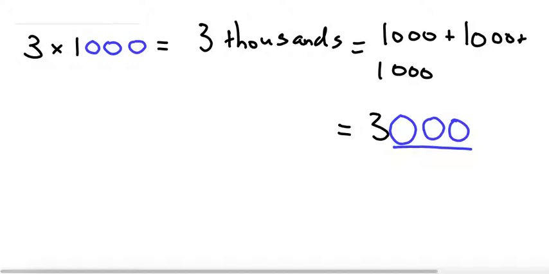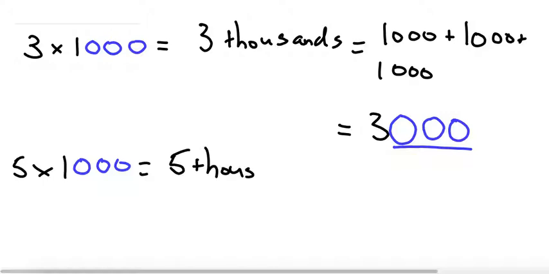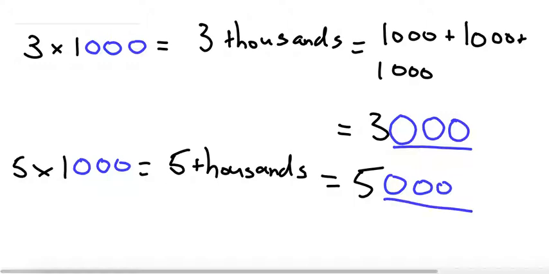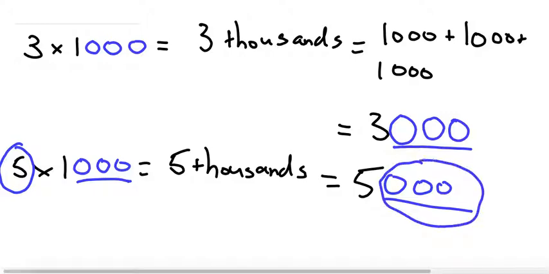One more. 5 times 1,000. 5 times 1,000, well, that's 5 thousands. And 5,000. 5 with 3 zeros at the end. So our pattern we can start to see is that when we multiply by 1,000, we keep the original number and we add 3 zeros to the end.